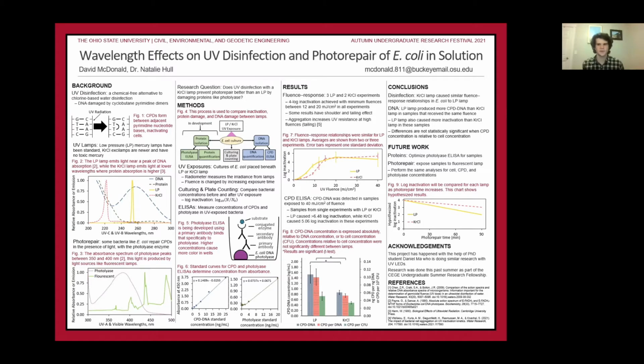This research seeks to find if less photorepair occurs in E. coli after UV disinfection with the krypton chloride lamp compared to the low pressure lamp, because the lower wavelength light damages proteins like photolyase.